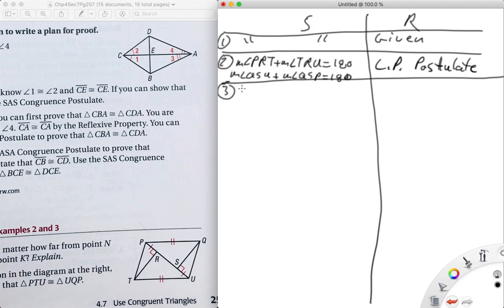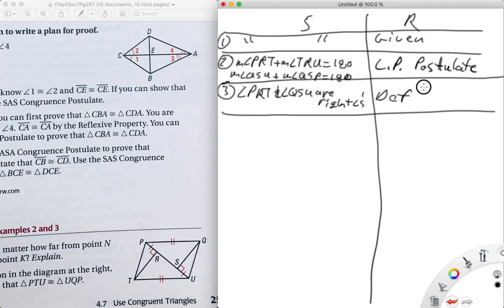I'm going to say that angle PRT and angle QSU are right angles. Definition of perpendicular lines. It's going to be a long one, y'all.